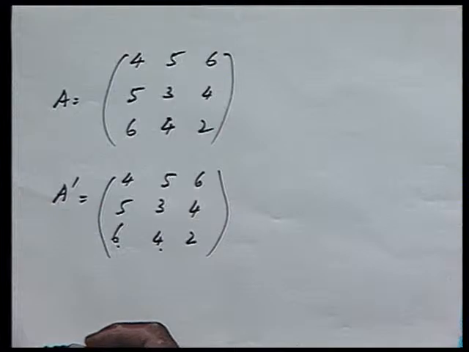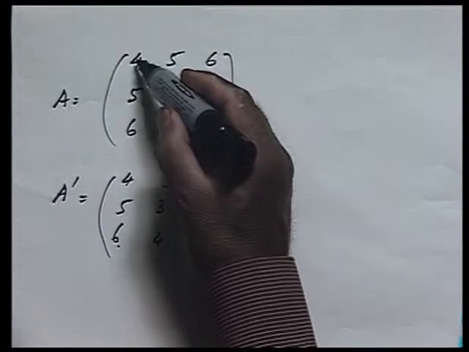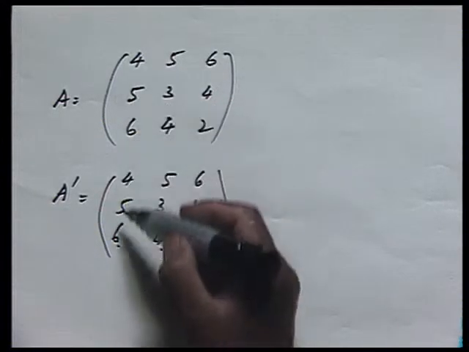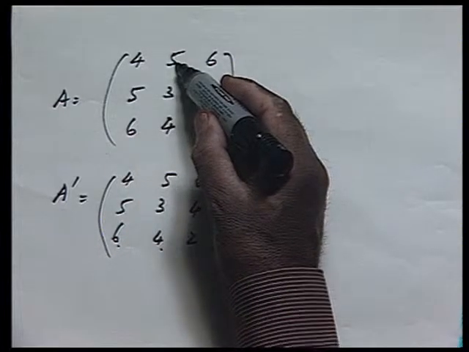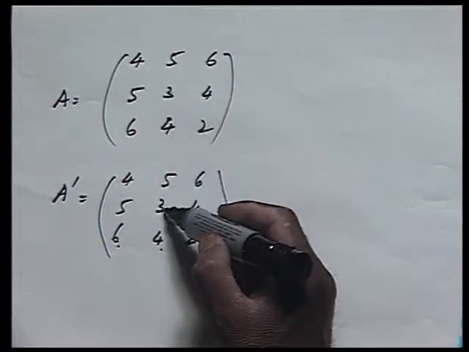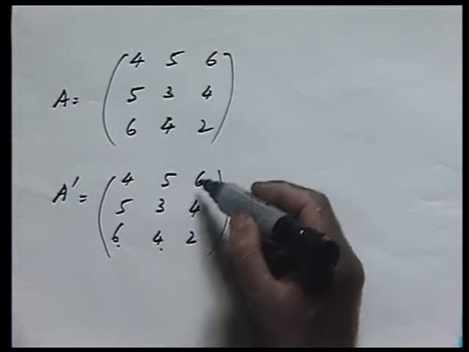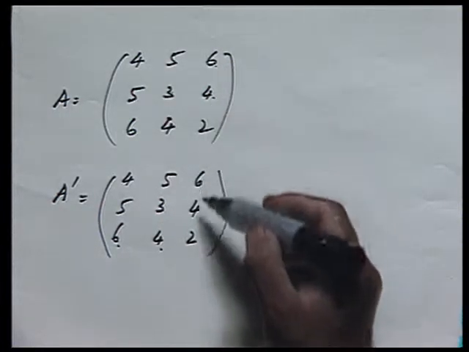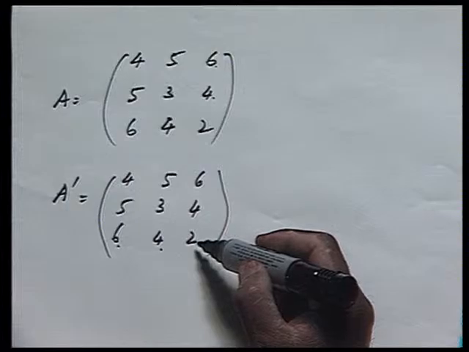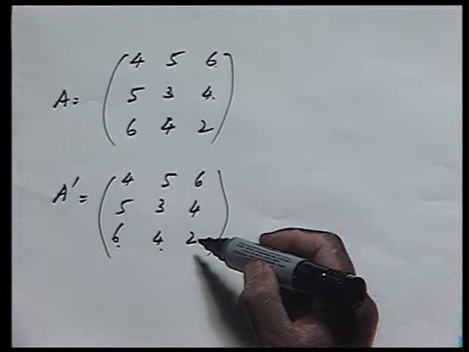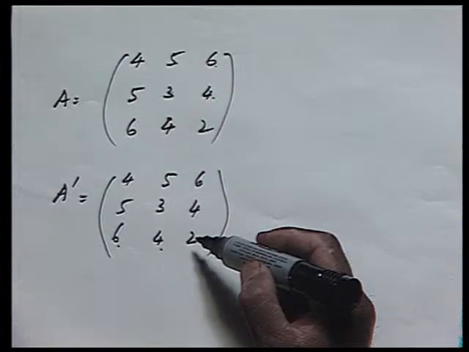Let's compare the two matrices. 4 here, 4 here, 5, 5, 6, 6, this is 5, this is 5, this is 3, this is 3, this is 4, 6 and 6, 4 and 4, 2 and 2. All the elements are identical. Whatever place you choose, you find the same element in the two.